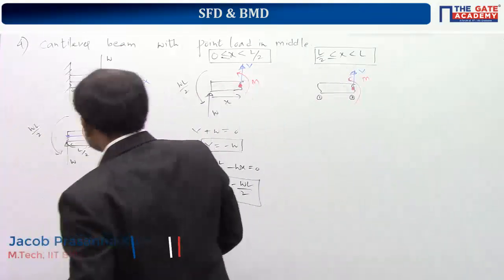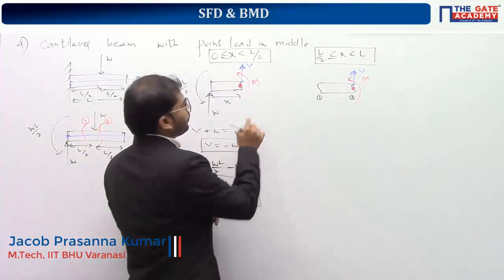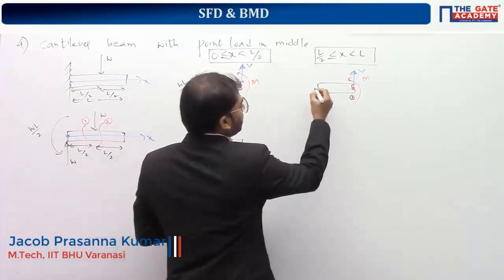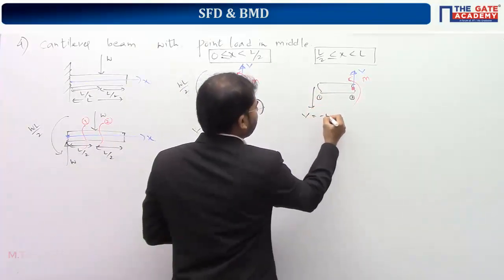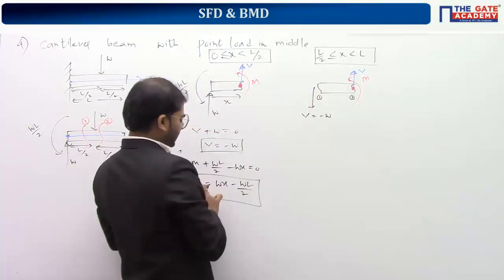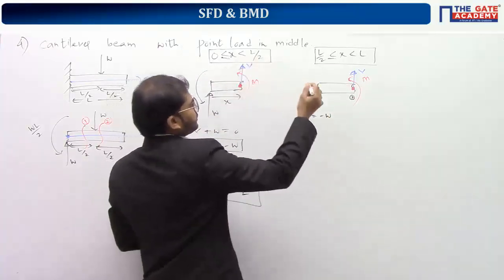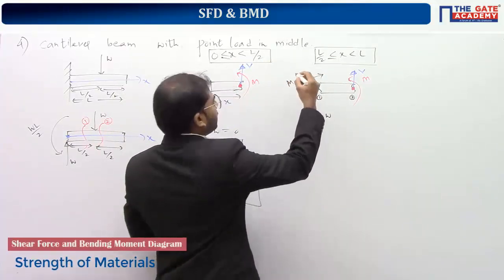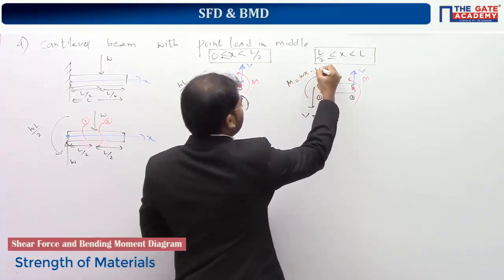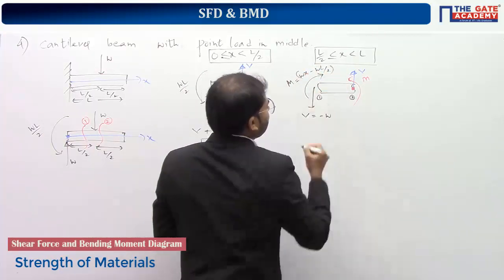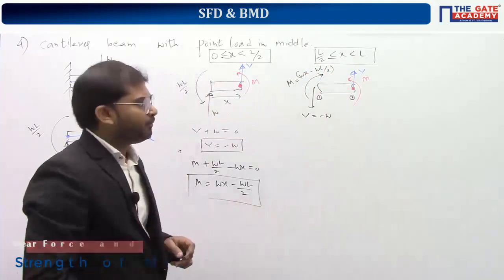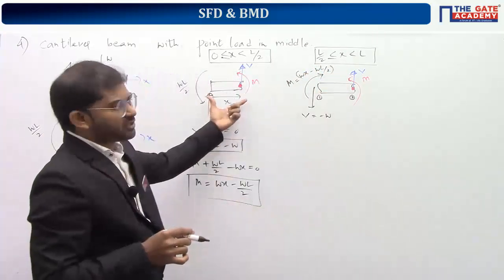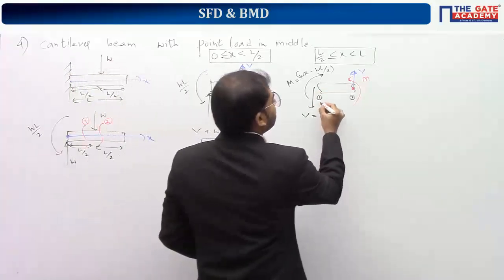So here we just now derived that V is minus W. So here we are taking V upside, which means here we should take V downside, which is nothing but minus W. And here M is anti-clockwise, which means you should take it as a clockwise moment. So M is equal to Wx minus WL by 2. Right? Understand? Okay. So here we have taken X. So here it's going with X only.